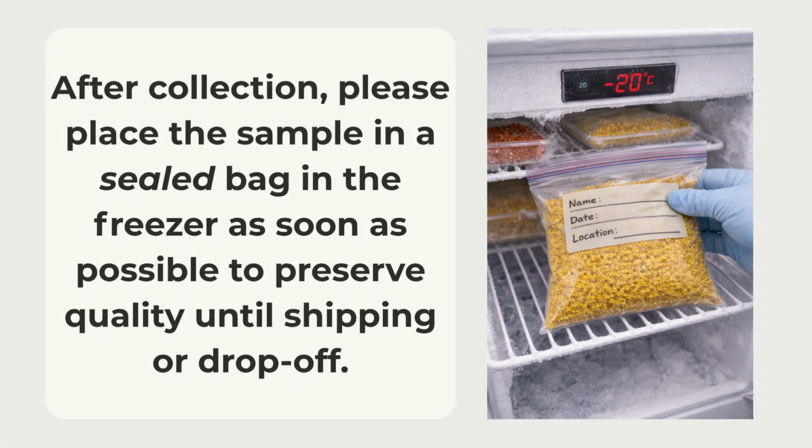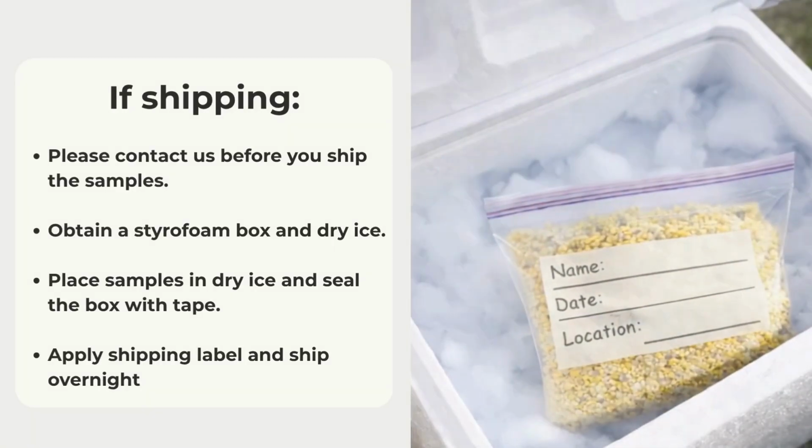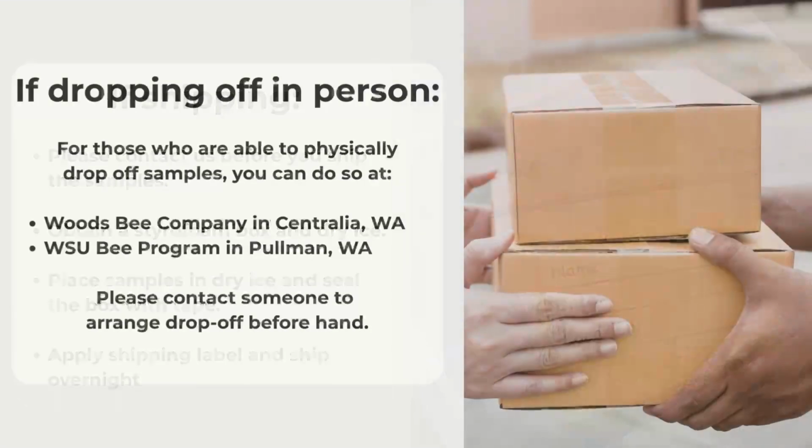If you are shipping your samples, they can be stored for several months and shipped in batches to reduce shipping costs. Be sure to contact us before you ship samples so that we can give you more detailed directions. But the big picture is that you'll need to obtain a styrofoam box and dry ice. The samples will go into the box with dry ice, and then they will be shipped overnight. If you're dropping the samples off in person, you can do so in either Centralia, Washington or Pullman, Washington, but again, be sure to contact us to arrange drop-offs.